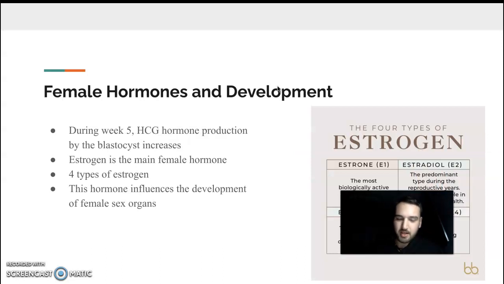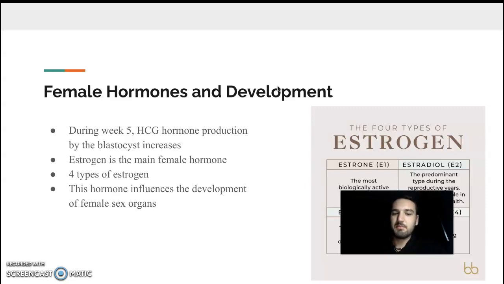So to begin on the importance of hormones in the determination of gender, we'll focus first on the female development of the fetus. And the main hormone that we know in females is known as estrogen. And as we can see on the right side, there are 4 types of estrogens. We have estrone, E1, estradiol, E2, estriol, E3, and estetrol, which is E4.